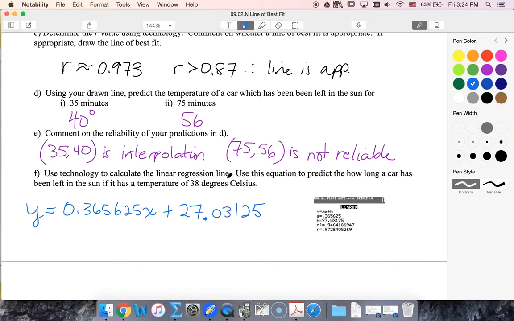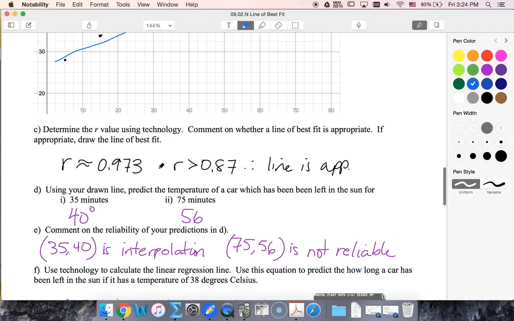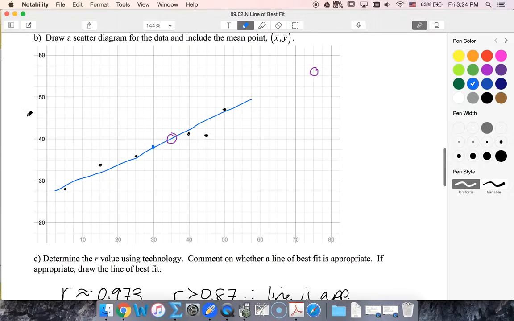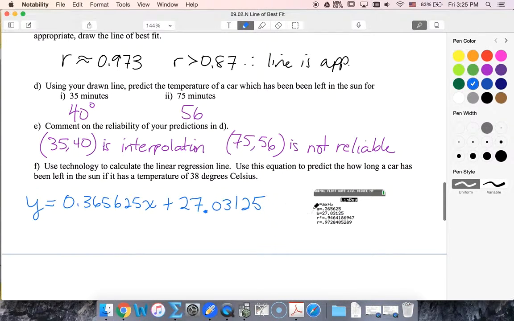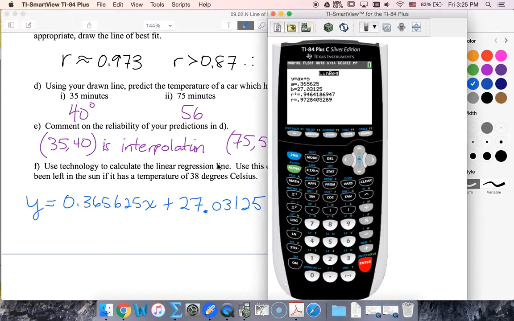Use this to predict how long a car has been left in the sun if its temperature is 38 degrees. Well, temperature is my y-axis here. So this is degrees Celsius. This is minutes. So I want my y value to be 38. I stored this equation. So I'm going to come into my y equals. I see my equation there. I want my y value to be 38.